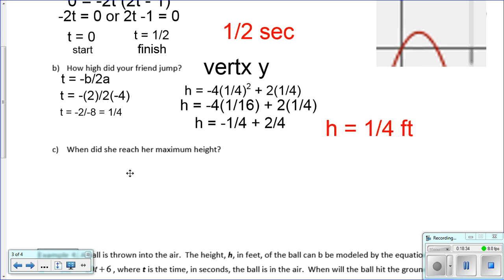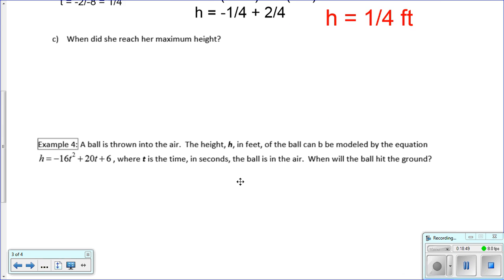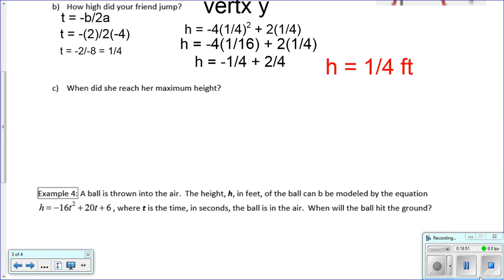So again, you're just doing your line of symmetry, and this is where it becomes a pain. So your line of symmetry is just negative b over 2a, and we already found it, it's 1/4 seconds. So it's 1/4 of a second. Okay?